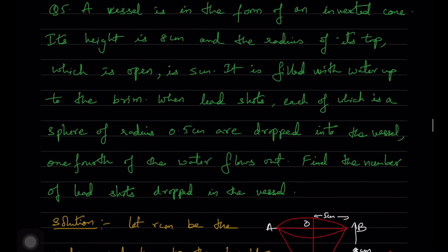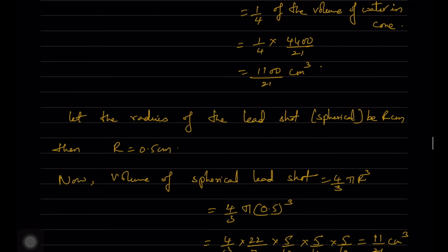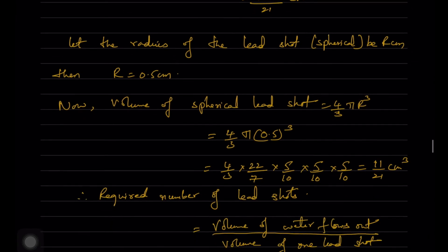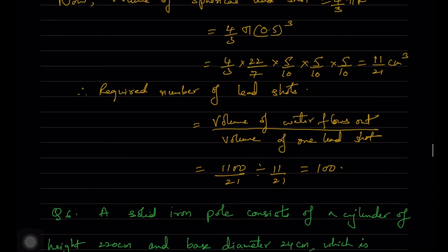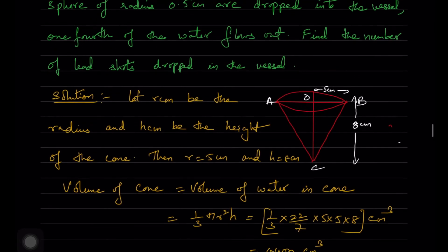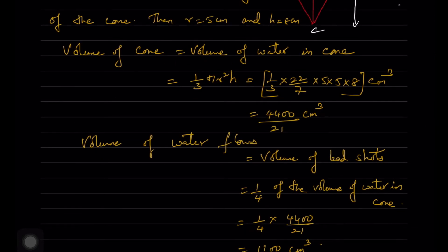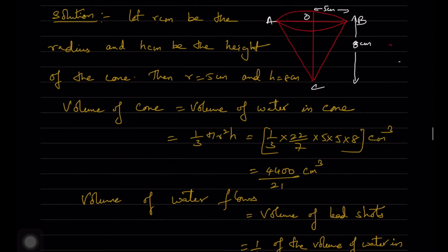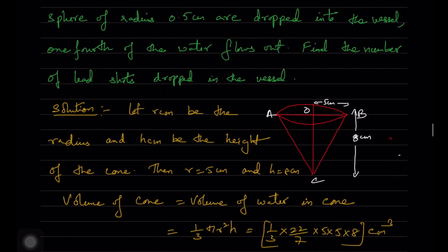So here the required number of lead shots will be equal to the volume of water which flows out divided by the volume of one lead shot. So first we have to find the volume of this cone. Then we'll find the volume of water that flows out. What is it equal to? It's equal to the volume of the lead shots.